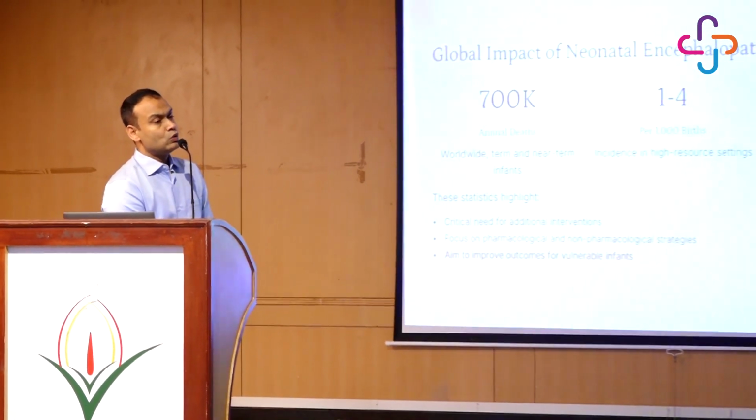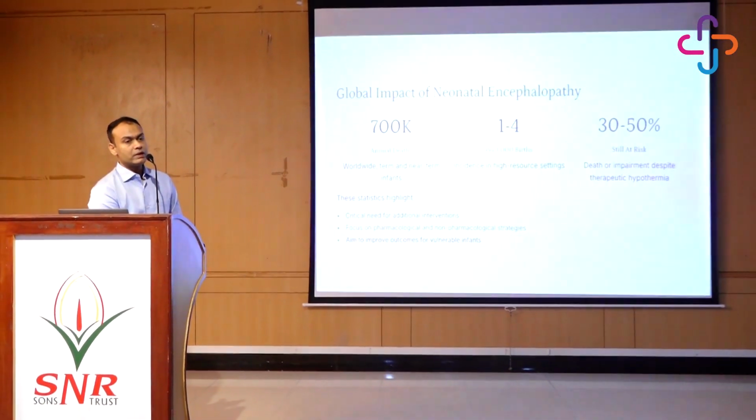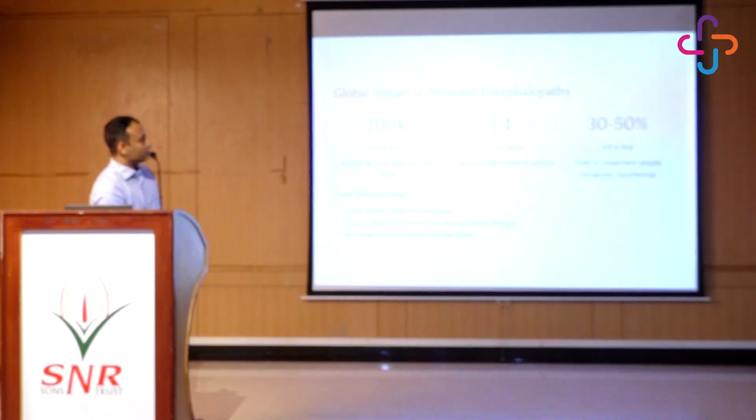So that's one. And next is hypoxic ischemic encephalopathy. Babies who are born asphyxiated at term. It's a huge global burden. So there are around 700,000 births every year who are asphyxiated, much more in a developing country like ours. So we have a huge burden of these babies.